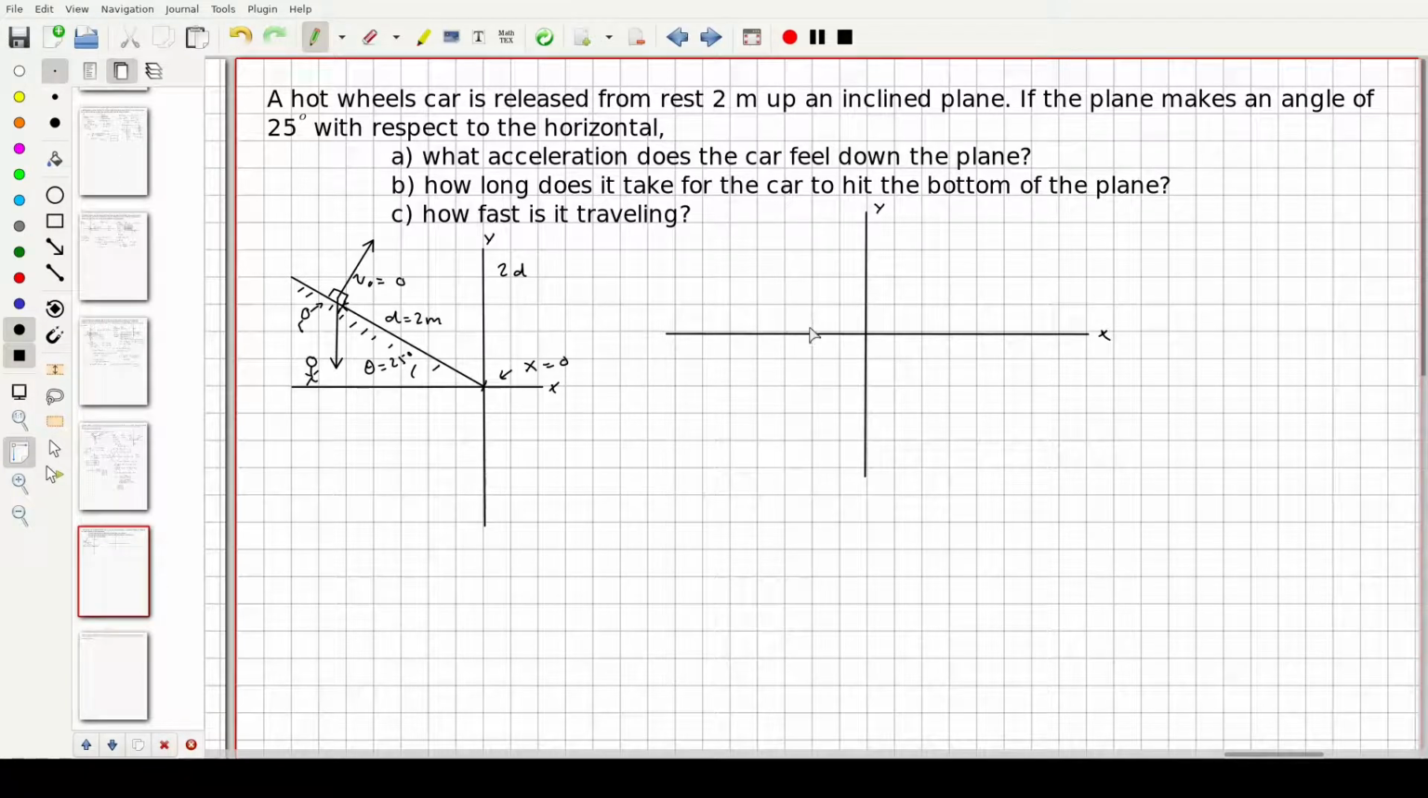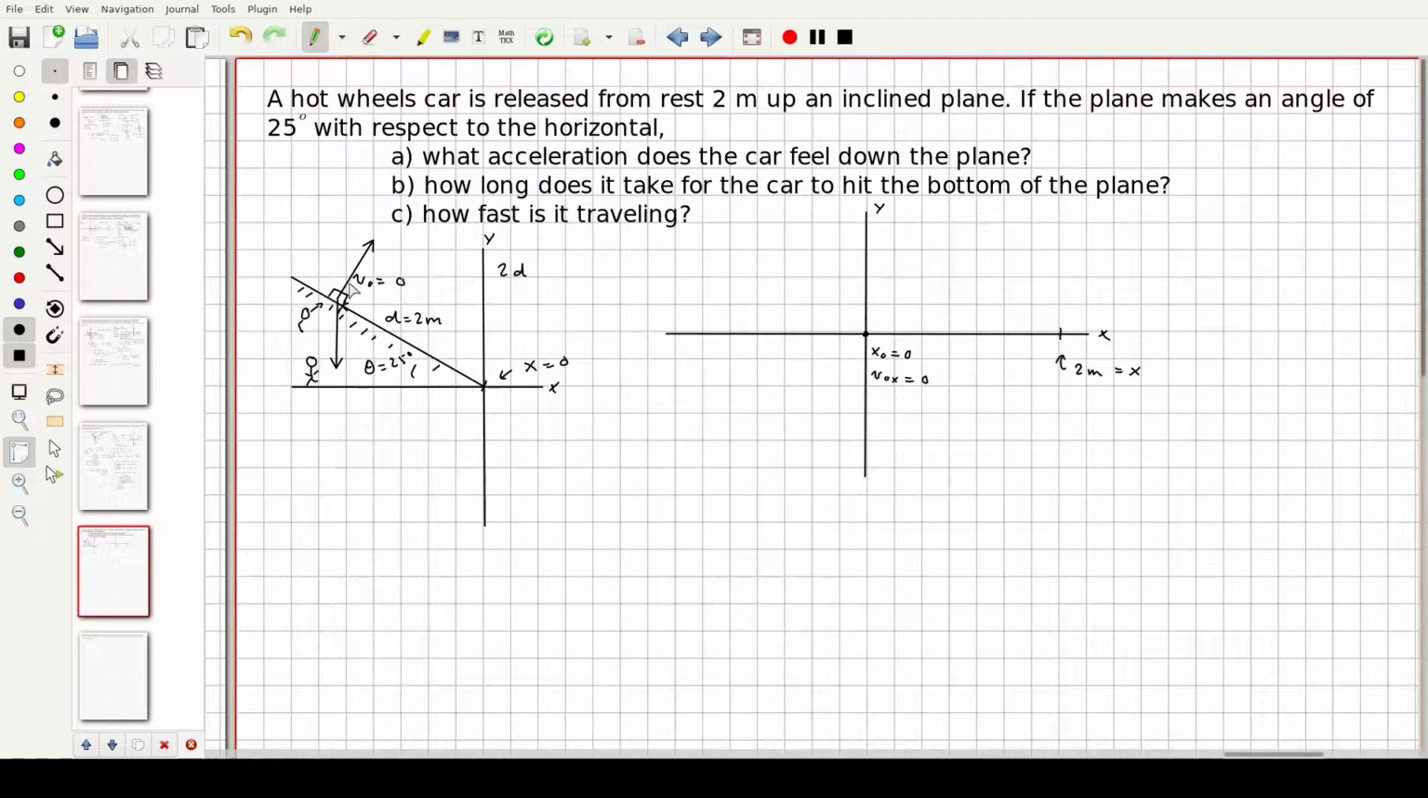Now, if we rotate it like this, and we place our car at the origin of our coordinate system, which we can do, now our initial position in the x direction is 0. The cart starts from rest. Our initial velocity in the x direction is 0. Now, this thing is going to move to the right to this point right here. This is 2 meters away. So look, we have our initial and our final positions.